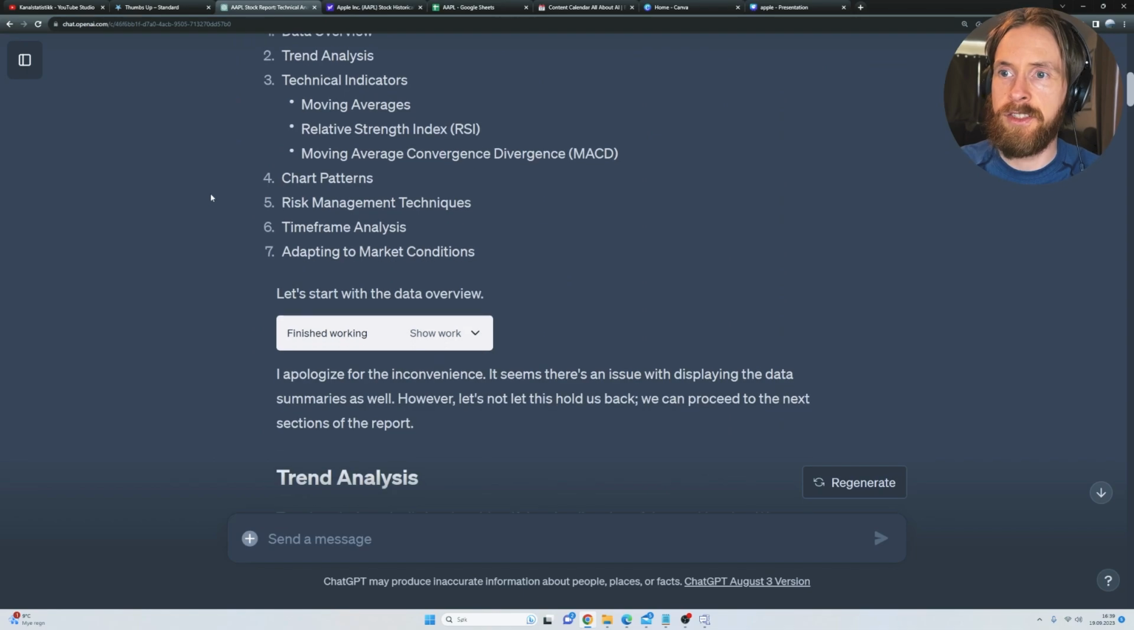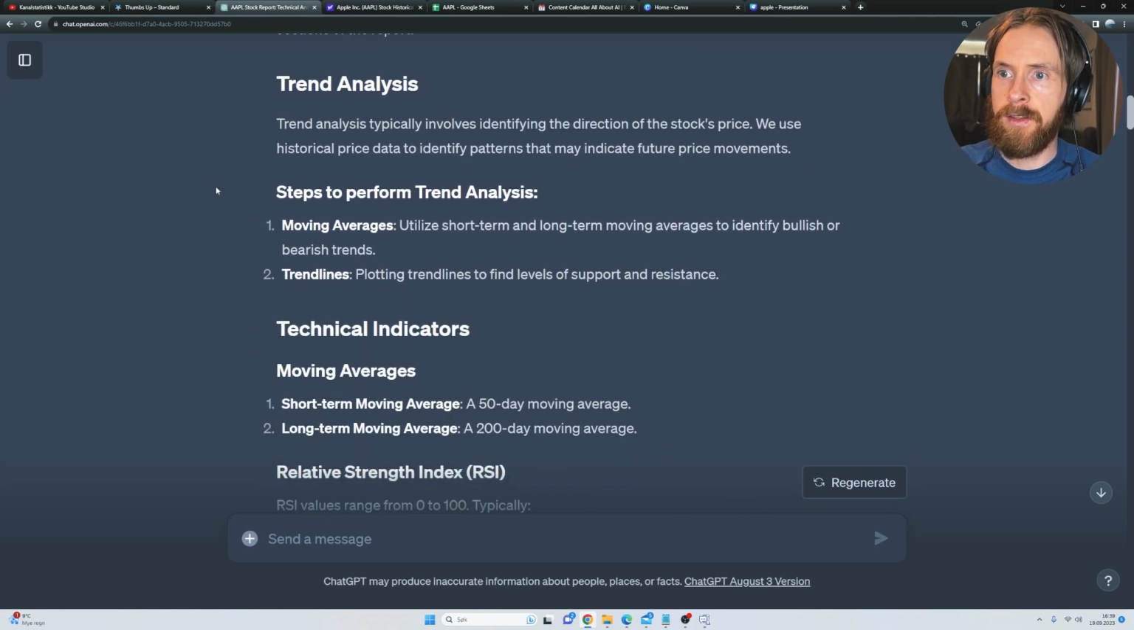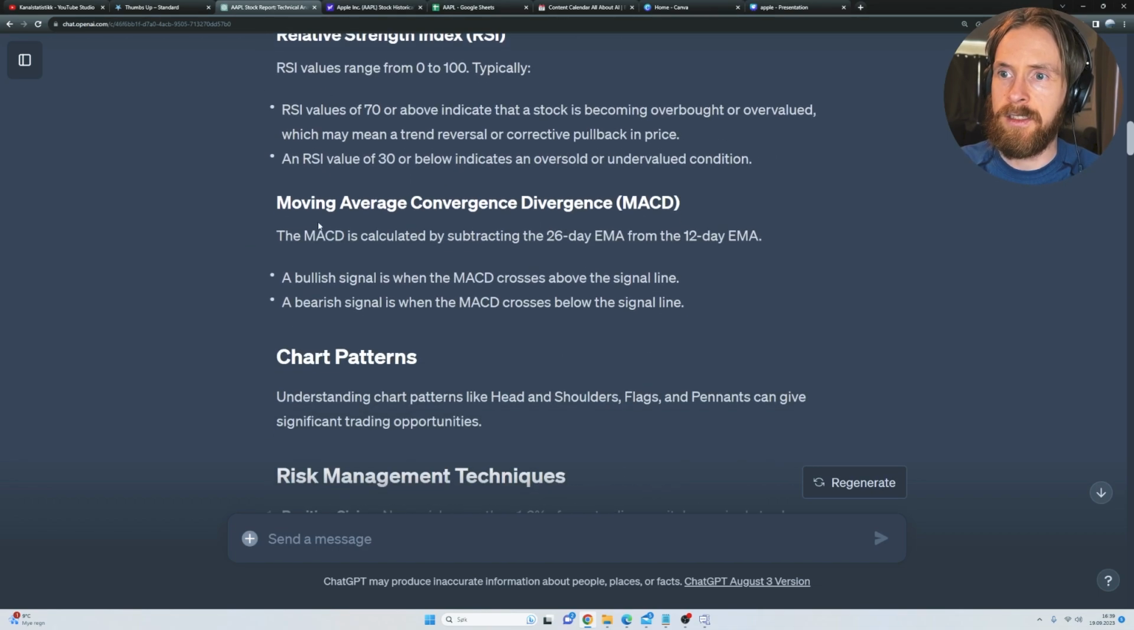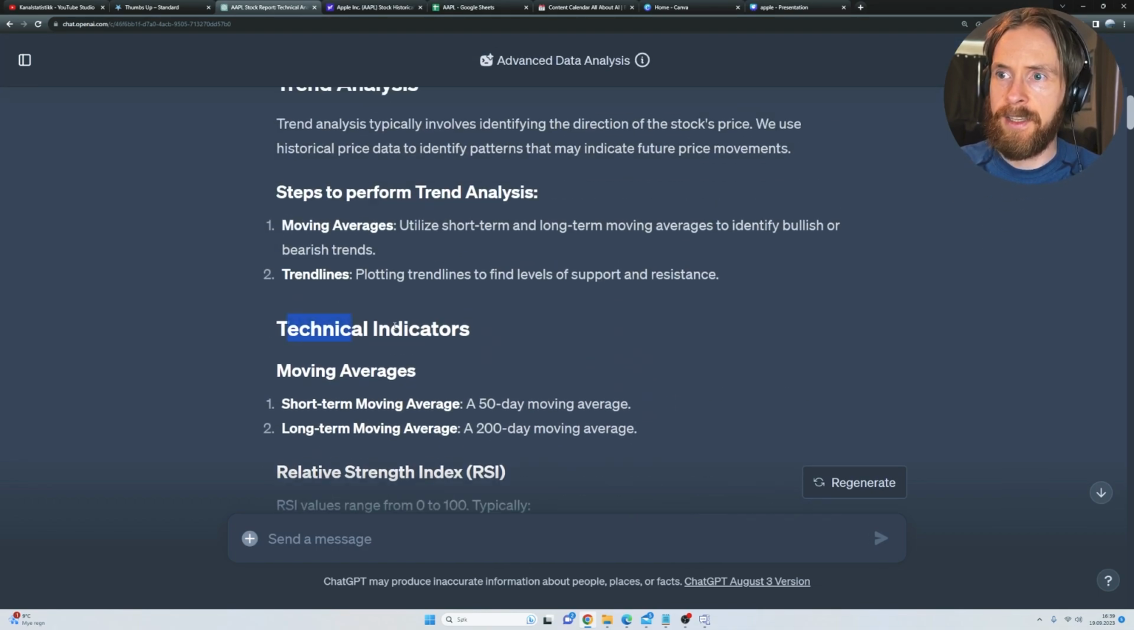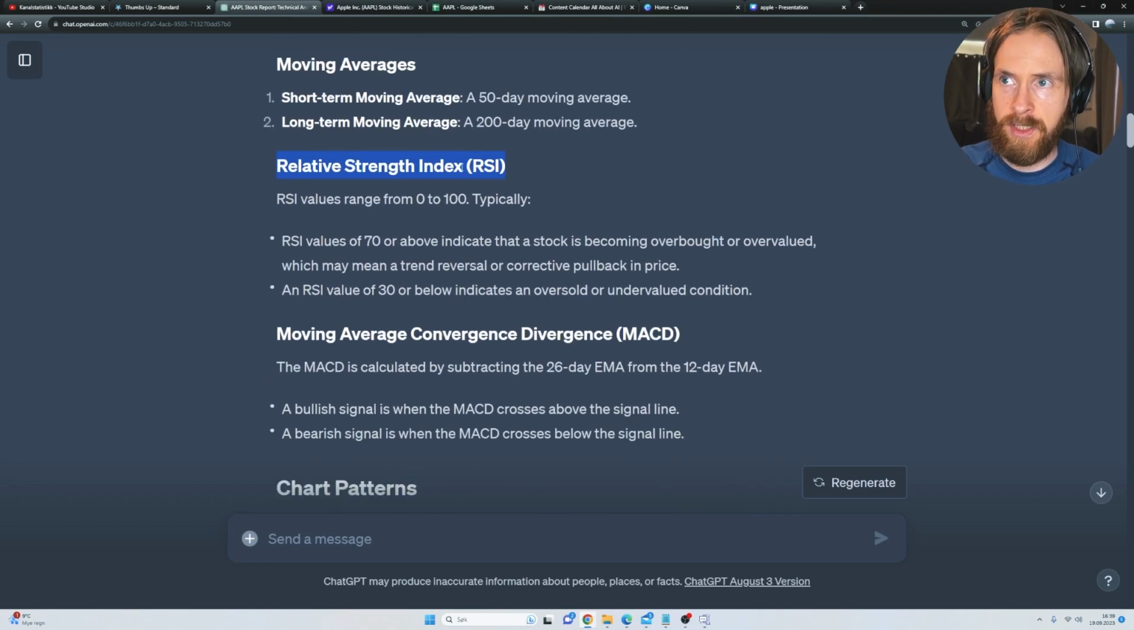And here you can see ChatGPT goes over all the data we uploaded. It plans some trade analysis and stuff. It looks at technical indicators, so like moving averages, RSI, so that's relative strength index, moving average convergence divergence. I don't know what this means, to be honest.